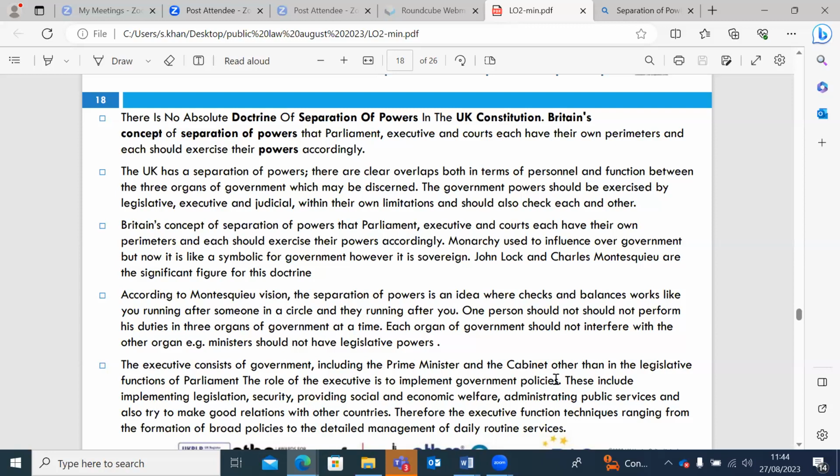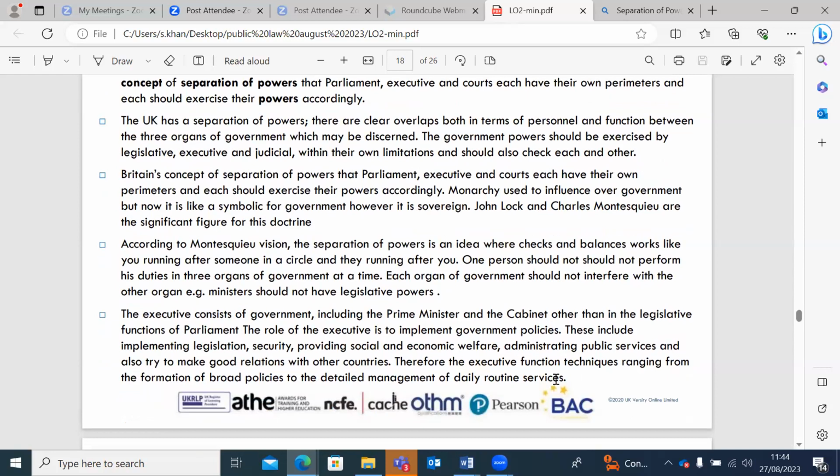John Locke and Charles Montesquieu are the significant figures, as mentioned earlier, for this doctrine. According to Montesquieu's vision, the separation of powers is an idea where checks and balances work like you're running after someone in a circle and they're running after you. One person should not perform his duties in three organs of the government at a time. Each organ of the government should not interfere with other organs.